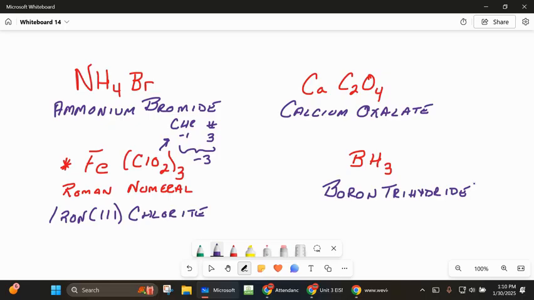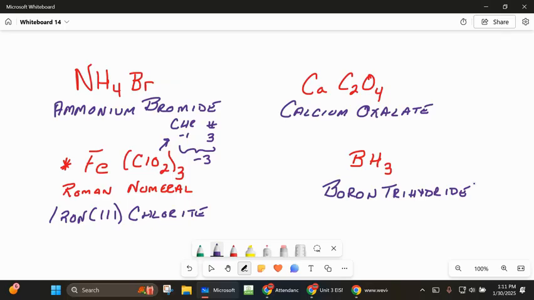Trihydride. Boron trihydride: 1 boron, 3 hydrogens. These are still going to end in IDE, but they go back to the simple binary covalent. No ATEs, no ITEs, no losing or gaining oxygens, none of that stuff. It is simply hydride, chloride, fluoride, bromide, iodide, that ending.